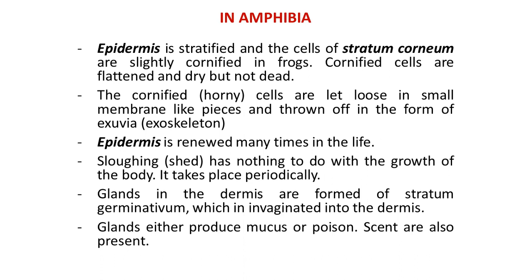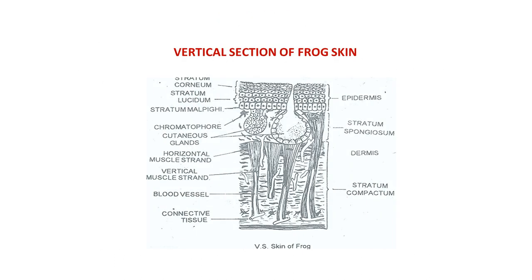It takes place periodically. The glands in the dermis are formed of the stratum germinativum, which is invaginated into the dermis. Glands produce either mucus or poison in amphibians. In some cases, scent is also present. This is the vertical section of the amphibian skin, in which the separate layers, the epidermis and the dermis, are shown in this diagram.